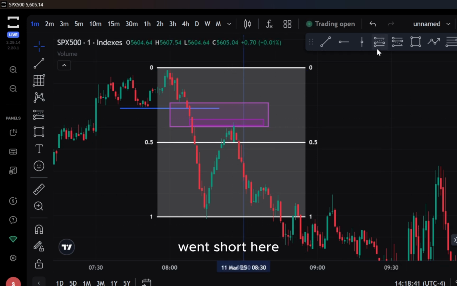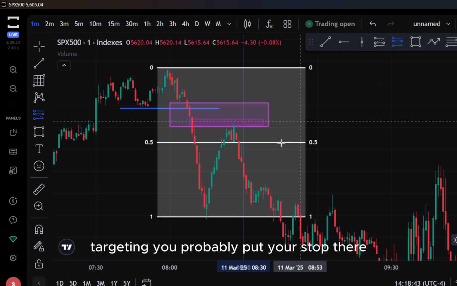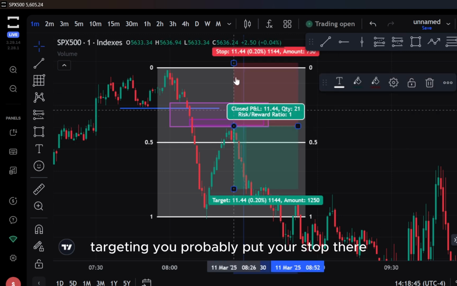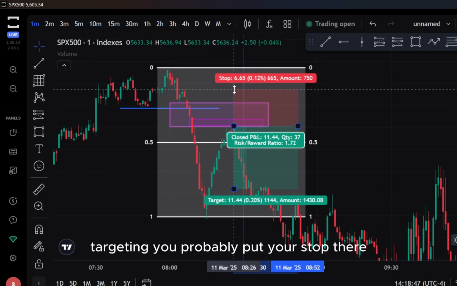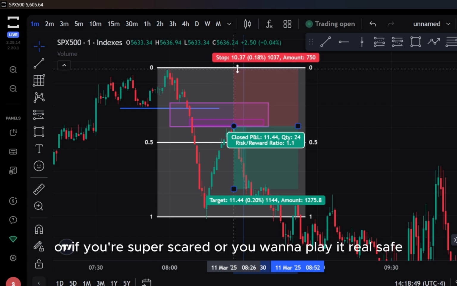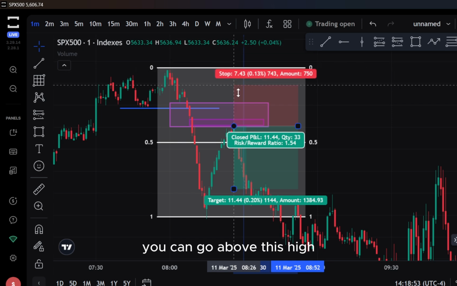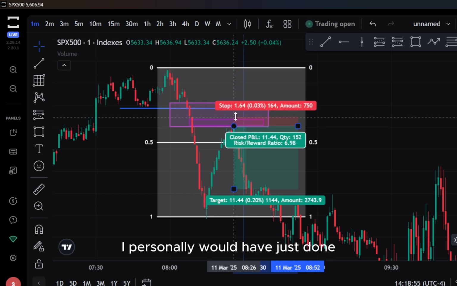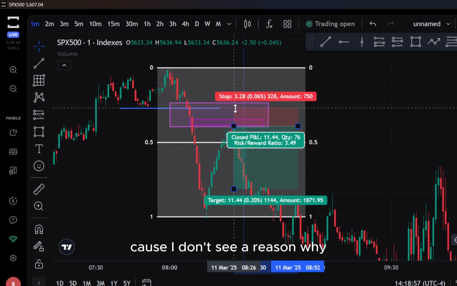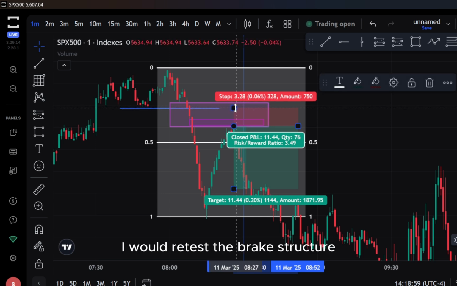So you could have easily gone short here. You would probably put your stop either above that high, or if you're super scared or you want to play it real safe, you can go above this high. I personally would have just put it above the break of structure, because I don't see a reason why it would retest the break of structure.